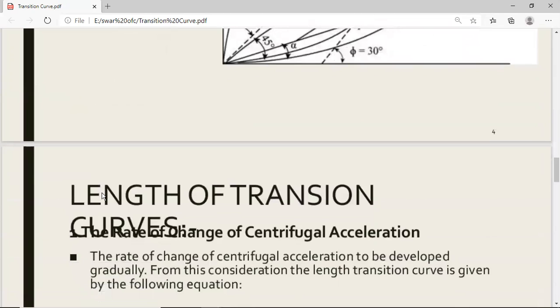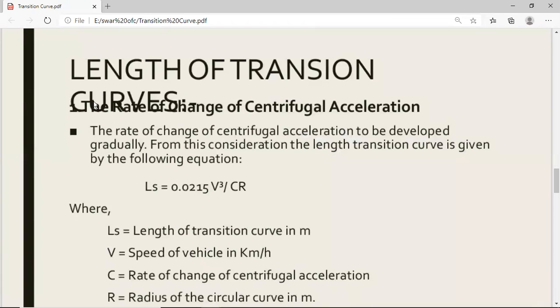So let's talk about these. First, the length of transition curves. How do we calculate the length of a transition curve? There are three methods. The first is the rate of change of centrifugal acceleration. The rate of change of centrifugal acceleration is to be developed gradually.